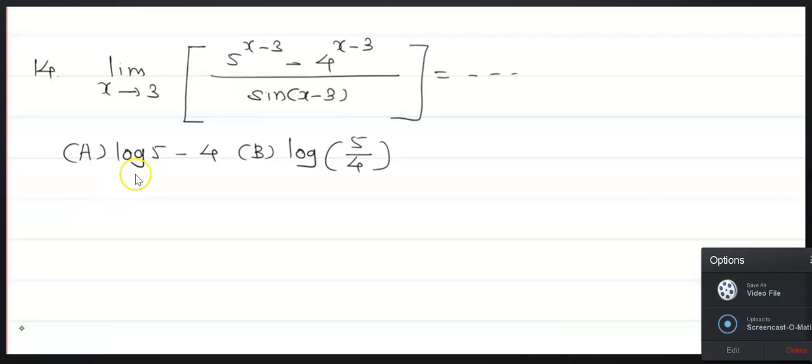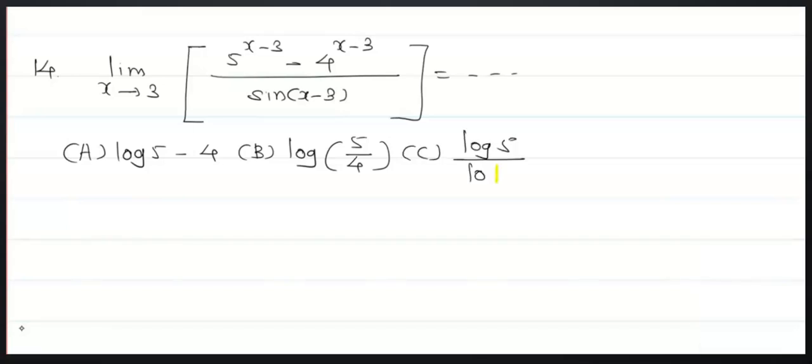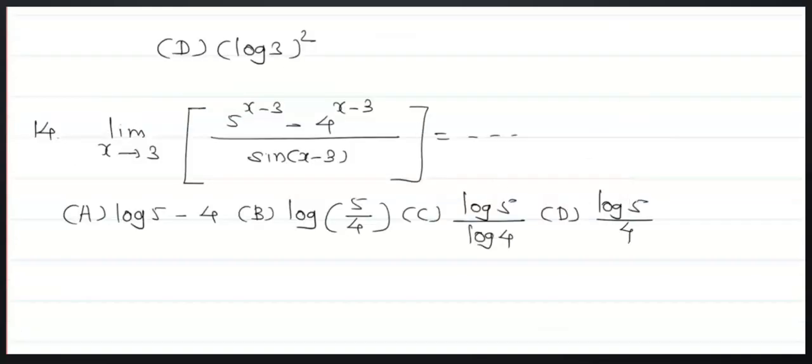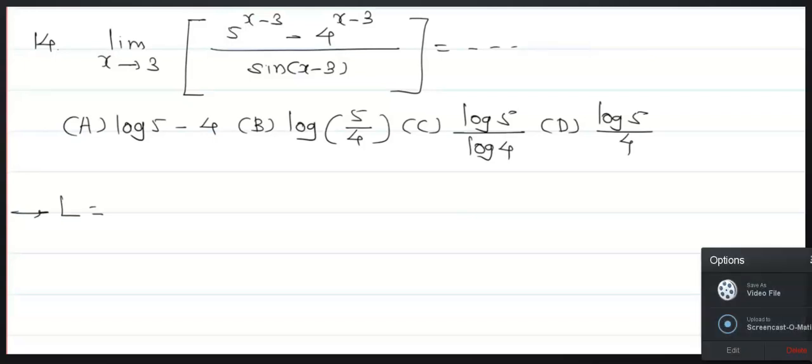The option A is log of 5 minus 4. B is log of 5 by 4. Log of 5 upon log of 4. Log of 5 upon 4.